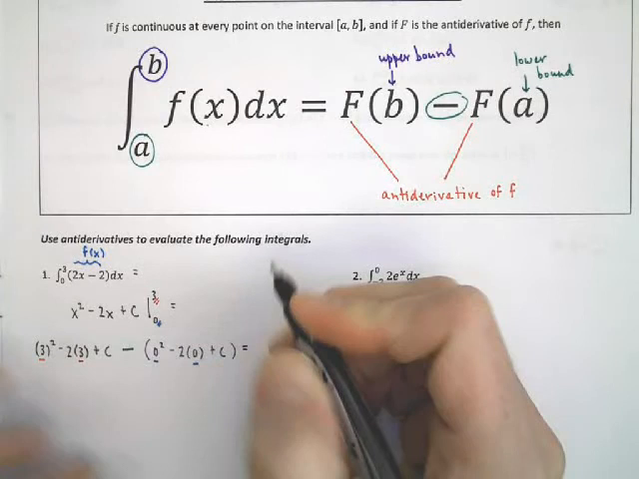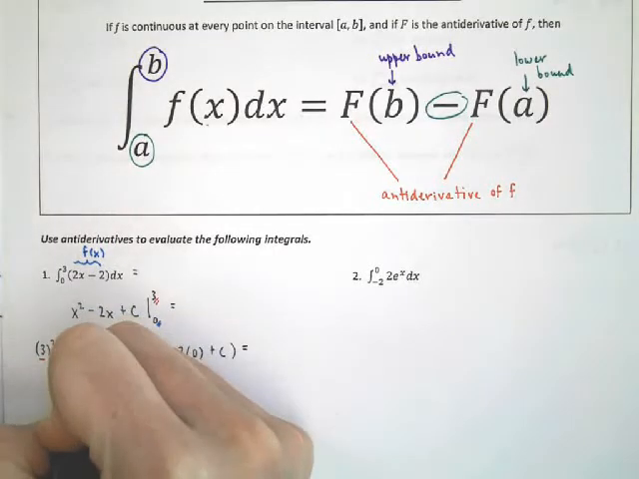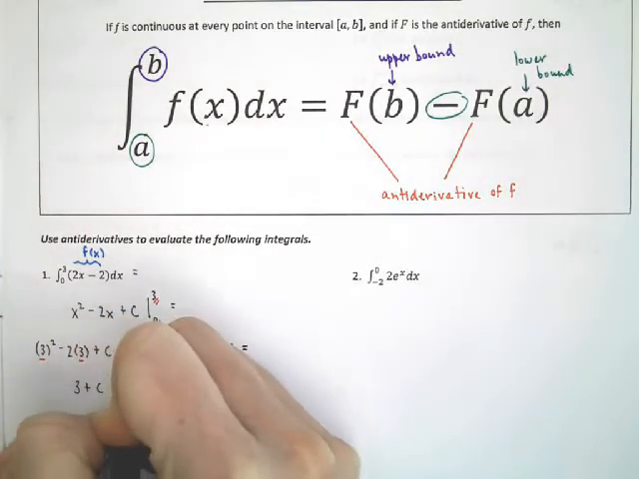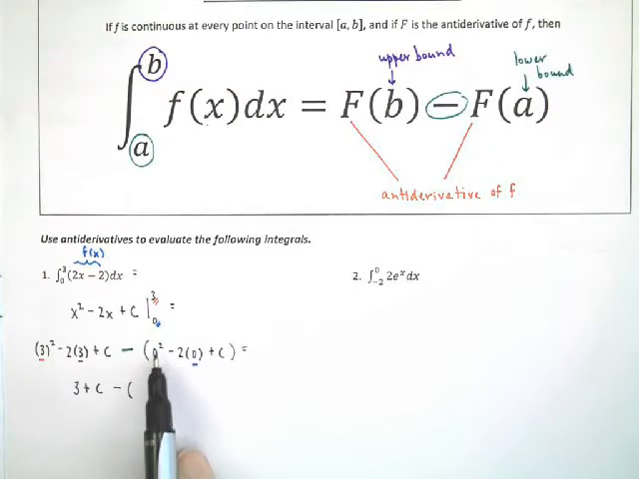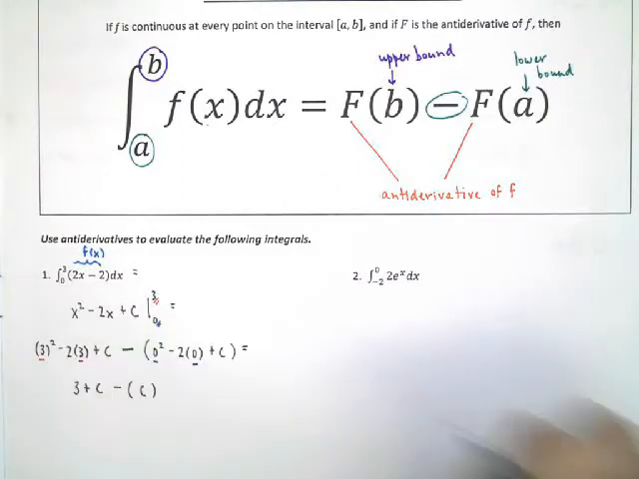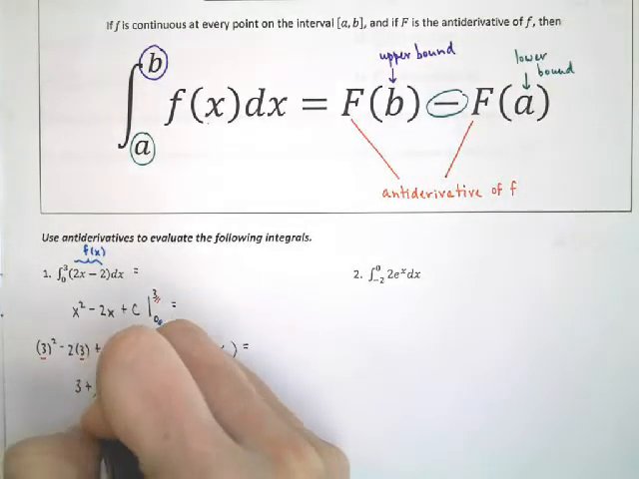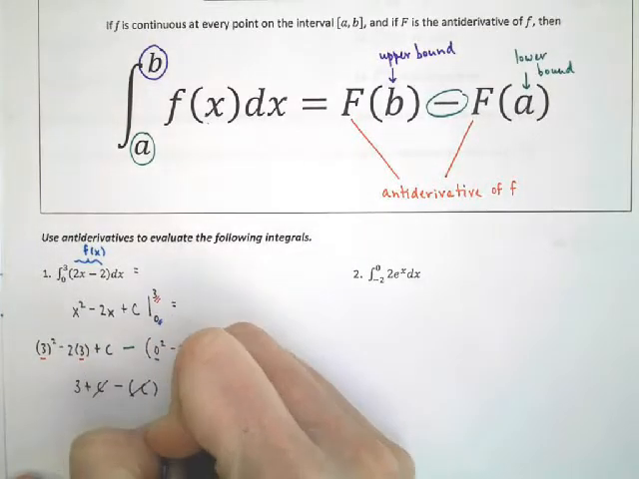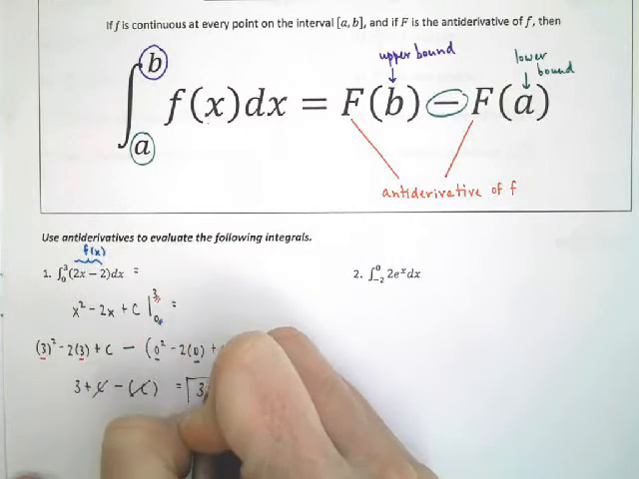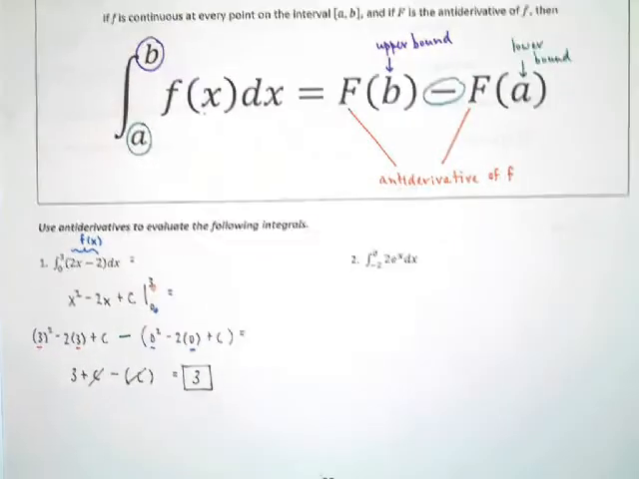So let's see what we've got. I have 3 squared is 9 minus 2 times 3 is 6. So 9 minus 6 is 3 plus c minus, let's see, I have 0 minus 0. So all I have in here is a positive c. Now, my c's are going to cancel out. So all I'm left with is 3. So that tells me that the exact value of this integral is 3.